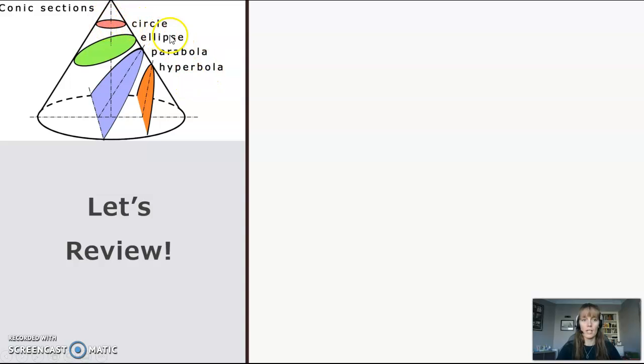We have the circle, the ellipse, the parabola, and the hyperbola, and each of those has its own equation, and that's what we want to review. The equation of a circle is x minus h squared plus y minus k squared equals r squared. The whole point behind a circle is that the denominators match. A circle is perfectly symmetrical in all ways, the center is at (h, k), and the r squared value is the radius.